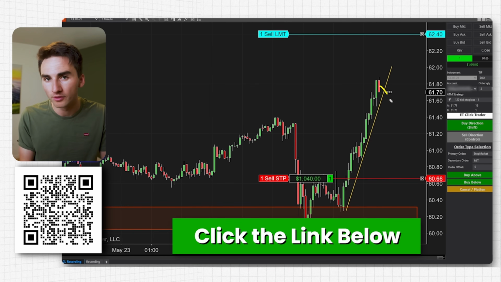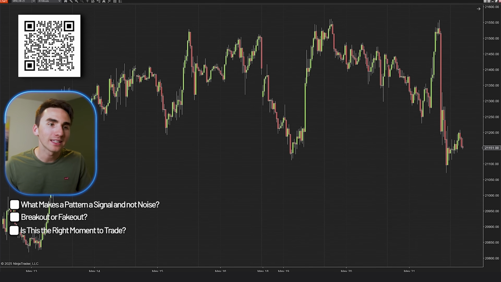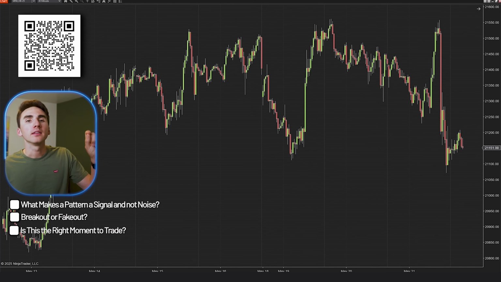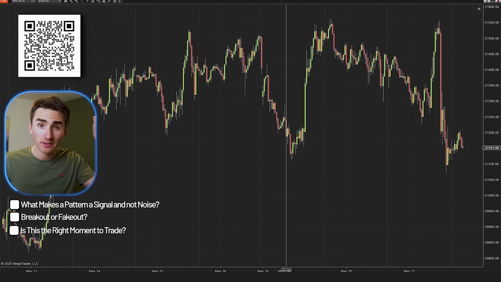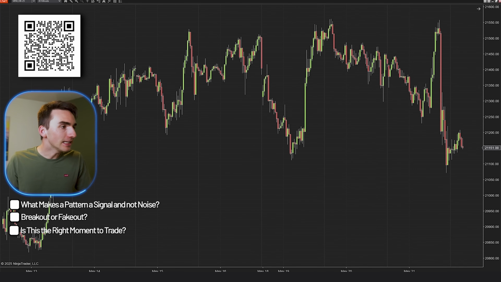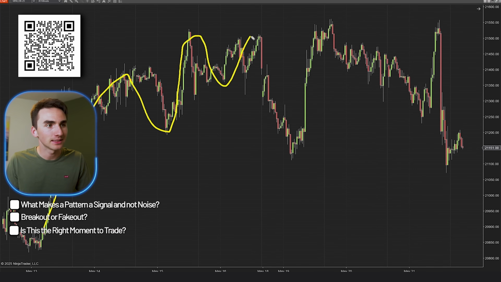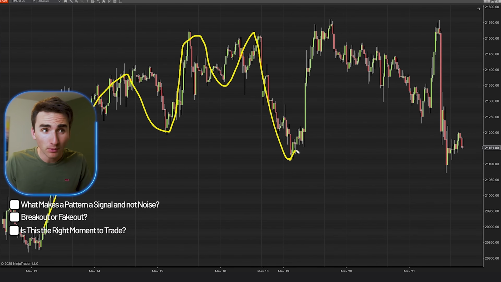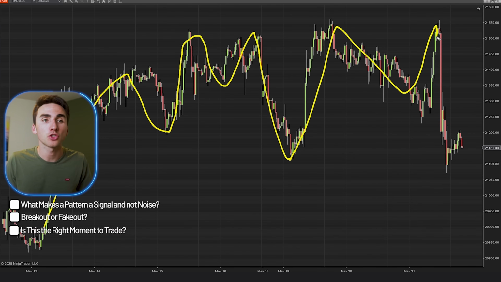Now, the first one of these is taking into account the big picture context of the market. And the way I do that is look at the key swings that the market is having. It may seem really simple, but the way I do this has a trick to it.